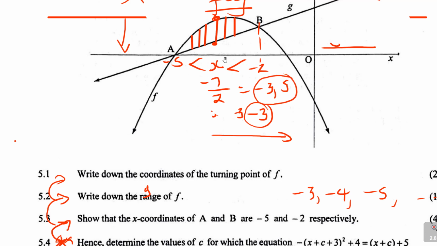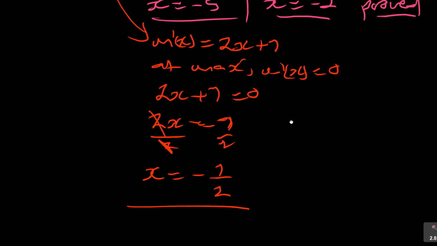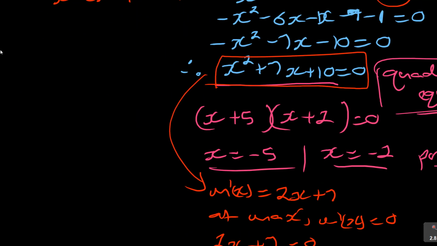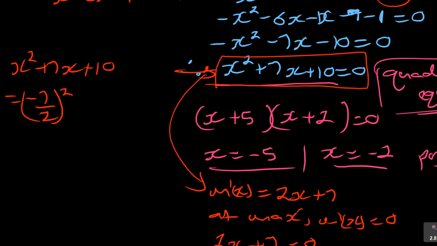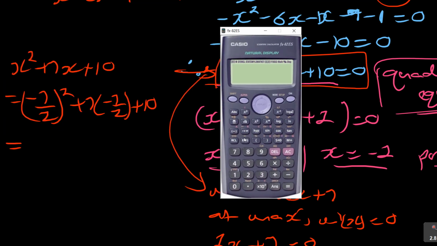This is the value of x, but what is the value of y when x is that? We have to find the value of y. We substitute now into this equation, this one. So we are saying now x squared plus 7x plus 10 is equal to -7 over 2 squared plus 7 times -7 over 2 plus 10. Let's find that maximum y value. This was the x value. It corresponds to the maximum y value, 7 over 2.